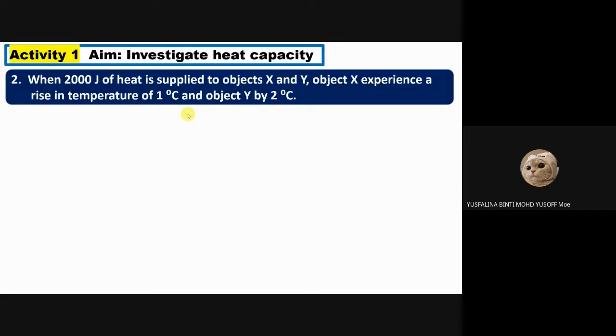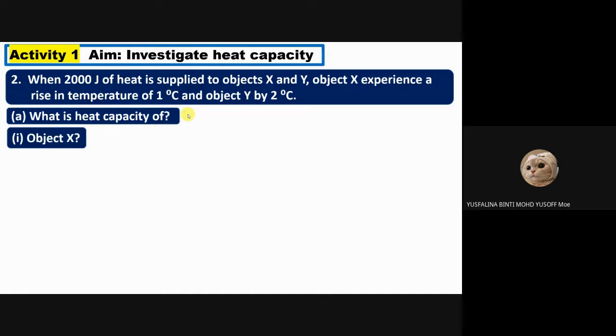Okay, so to investigate the heat capacity: when 2000 joule of heat is supplied to object X and Y, object X experiences a rise in temperature of 1 degree Celsius and object Y by 2 degrees Celsius. So what is the heat capacity of object X? We use the formula C equals Q divided by change in temperature. So I give an example for object X.